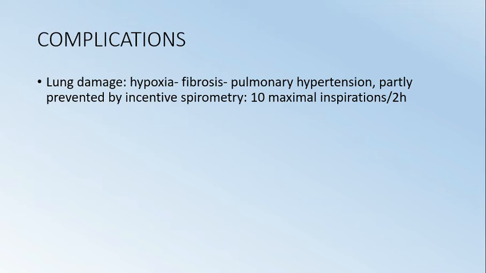And this can actually be partly prevented by intensive spirometry of 10 maximal inspirations per 2 hours. Every 2 hours, 10 maximal inspirations can help prevent lung damage or the hypoxia fibrosis leading to pulmonary hypertension. So this helps reduce or prevent that.